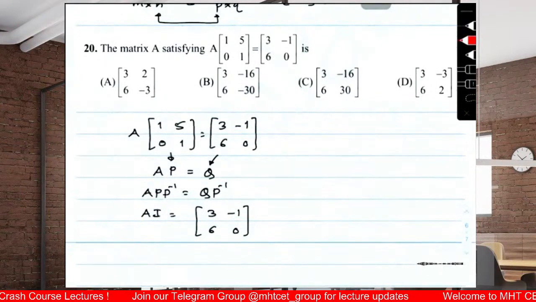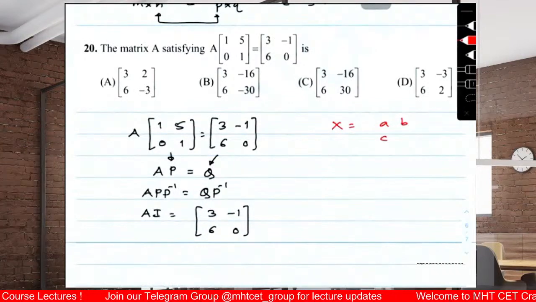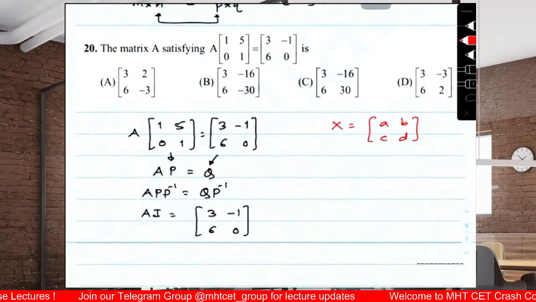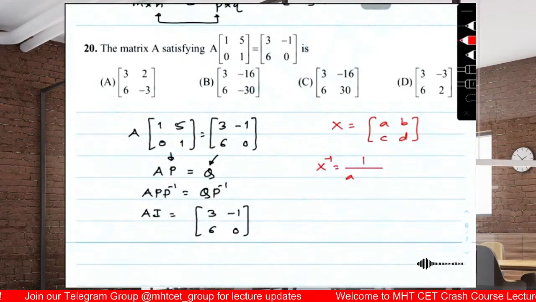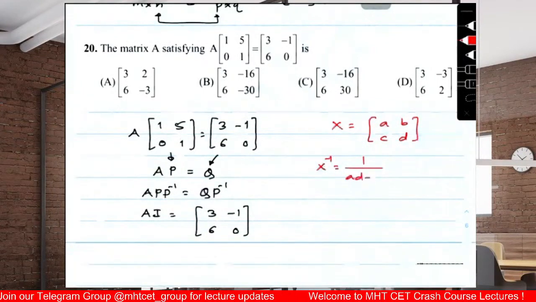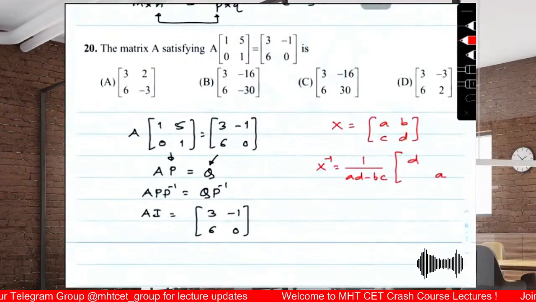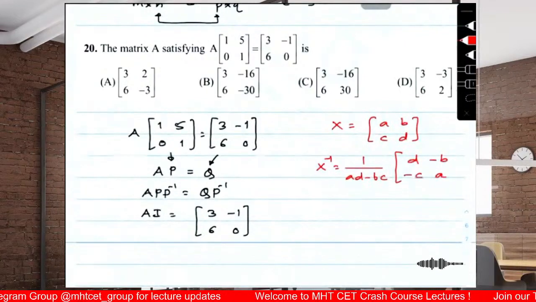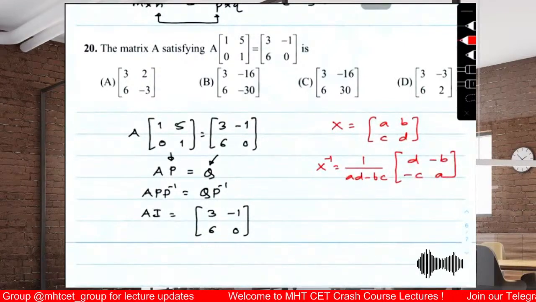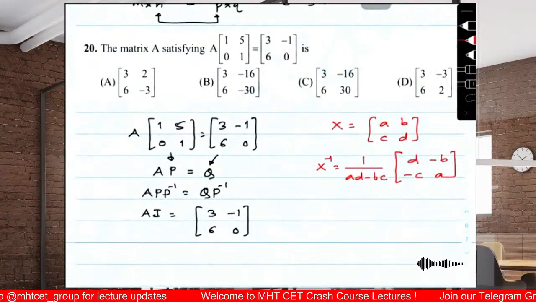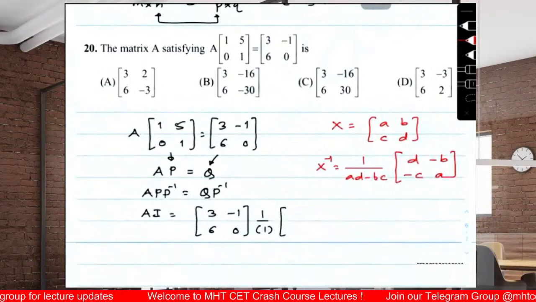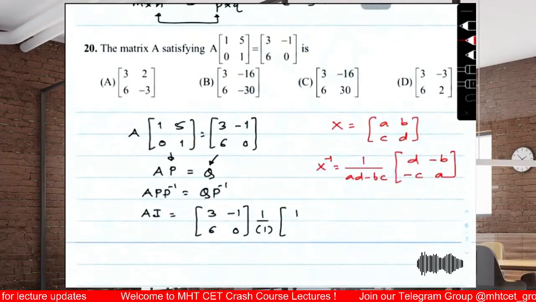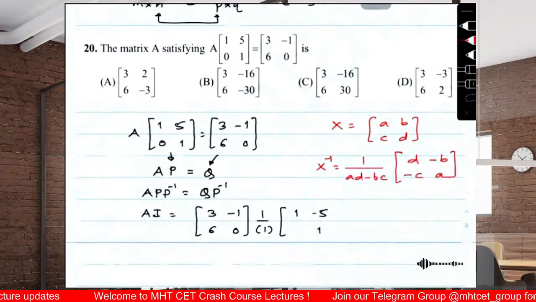Suppose matrix X is A B C D. Okay, then X inverse will be 1 upon determinant of X, that is AD minus BC. Interchange the diagonal elements, change the signs of non-diagonal elements. So by using this shortcut, if I write inverse of P, it will be 1 upon determinant of P is 1. Is 1, 1 minus 5, 0.